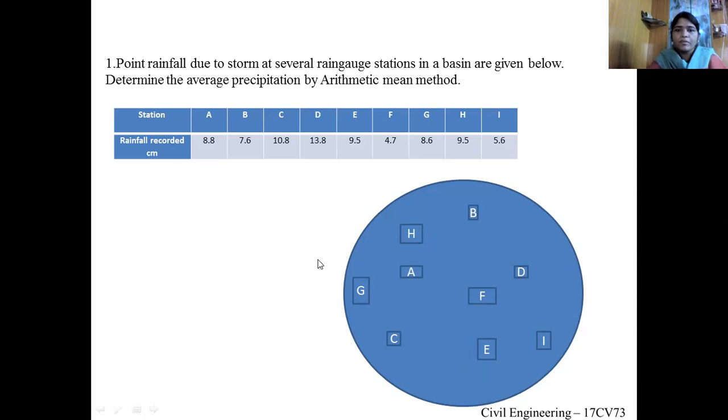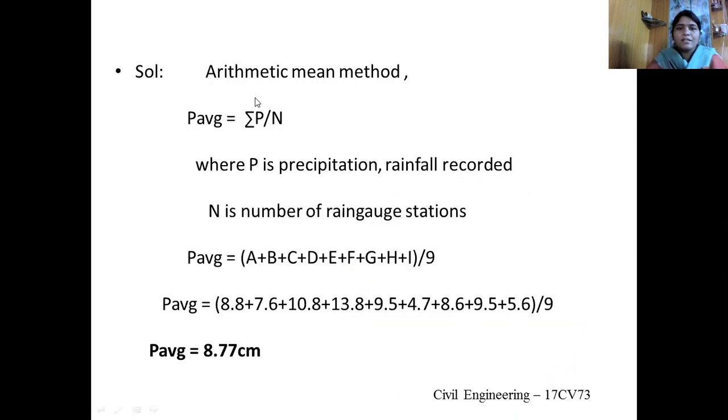So we calculate the arithmetic mean precipitation by simply taking the summation of all the precipitation divided by n, that is the number of rain gauges. So P is the precipitation or rainfall recorded and n is the number of rain gauge stations. Therefore, P average is A plus B plus C plus D, E, F, G, H, I, that is the precipitations at these various stations, divided by 9, and we get the average precipitation as 8.77 centimeters. So this is the simplest method where all the precipitations are added and divided by the number of rain gauges to determine the average mean precipitation.